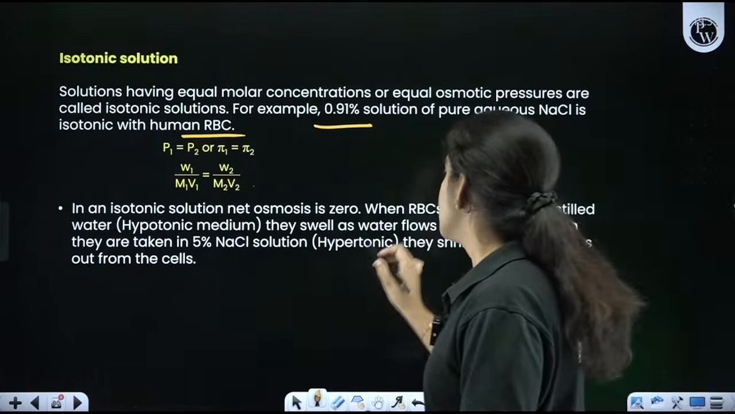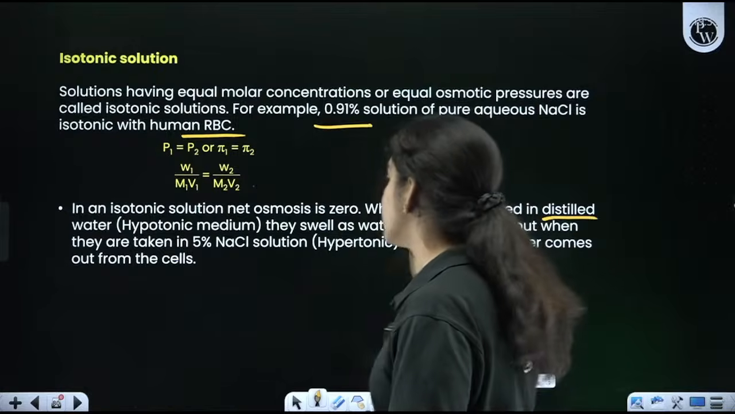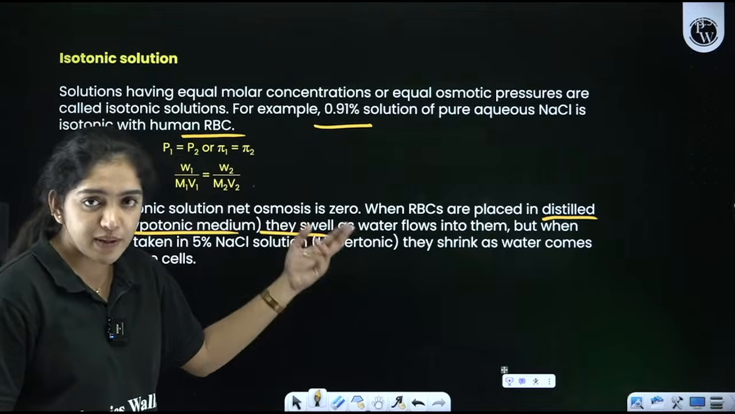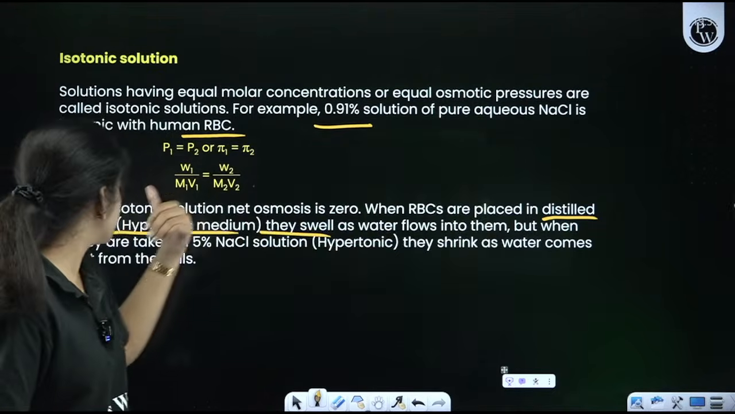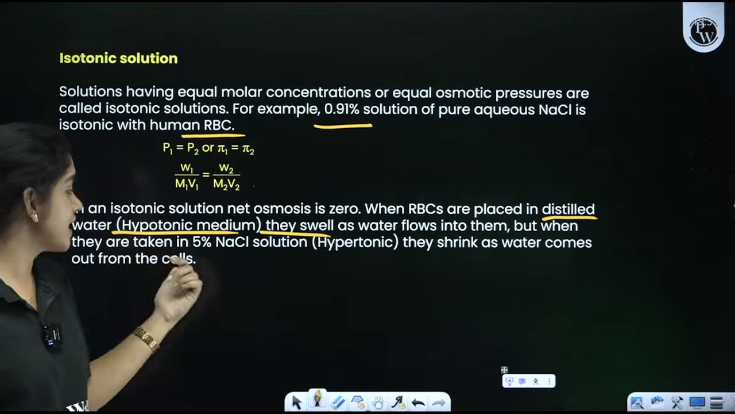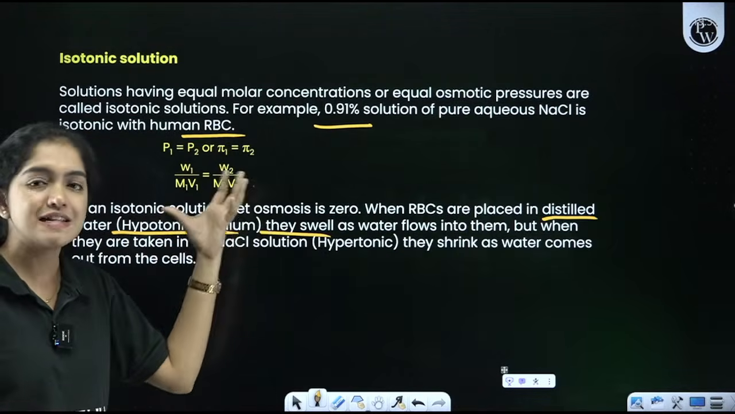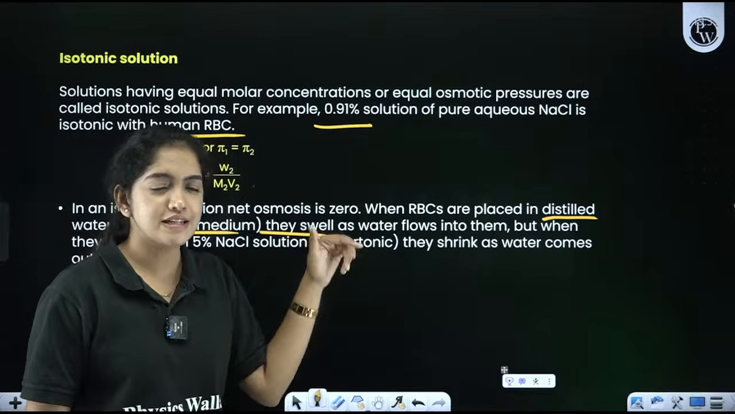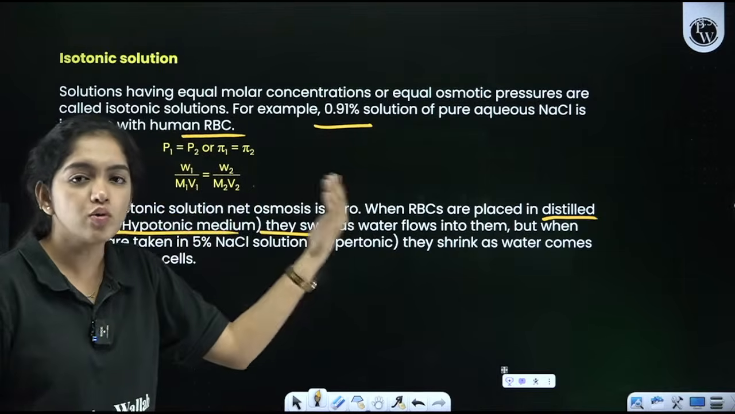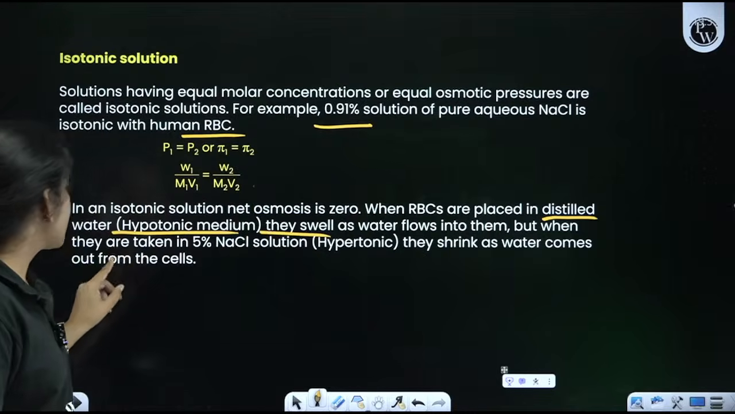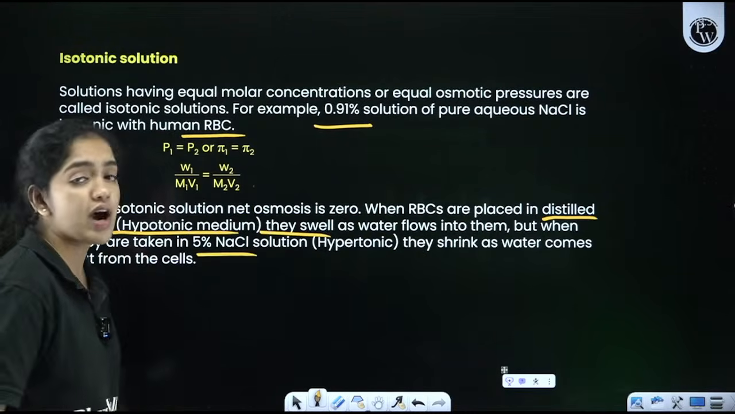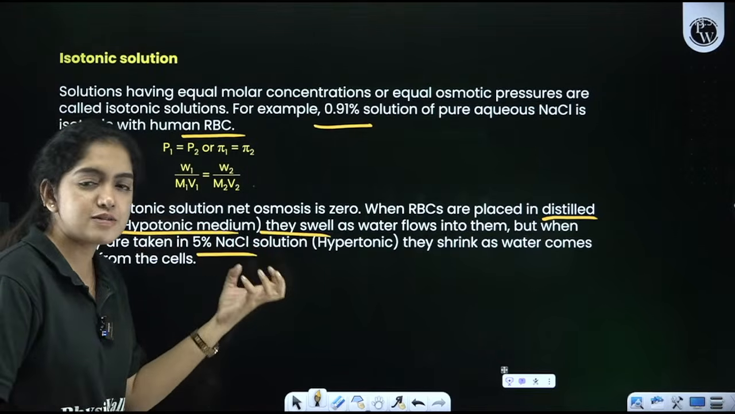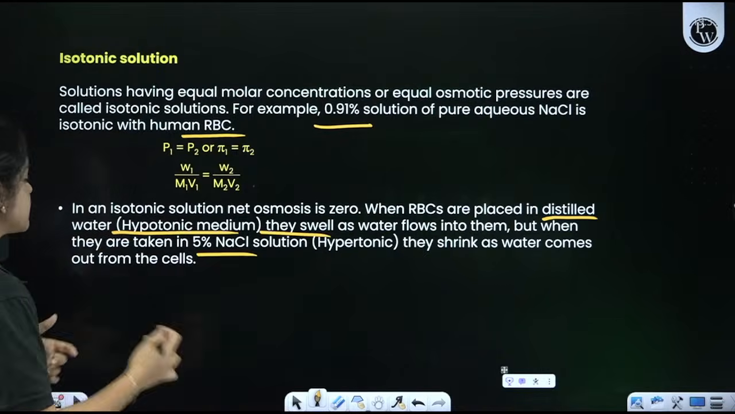First, when RBCs are placed in distilled water, that is a hypotonic medium, the cells will swell and water will flow into them. Why? Because water flows from higher to lower concentration. But when they are taken in 5% NaCl, which has a higher concentration of NaCl, the cells will shrink, because the water comes out from the cell.